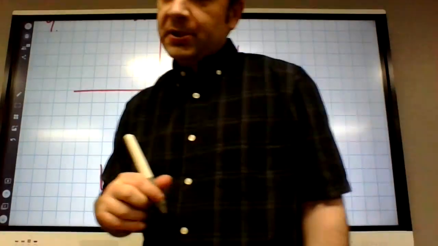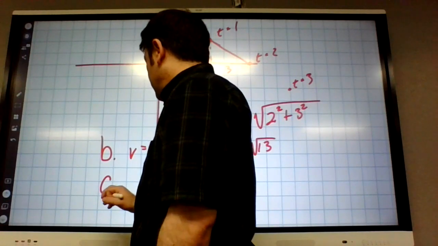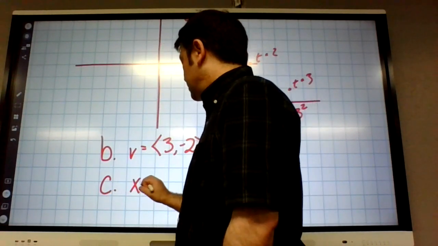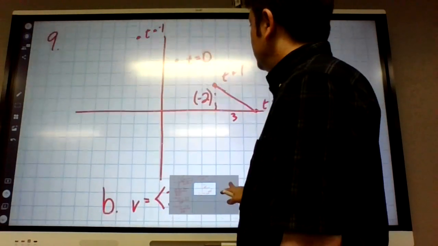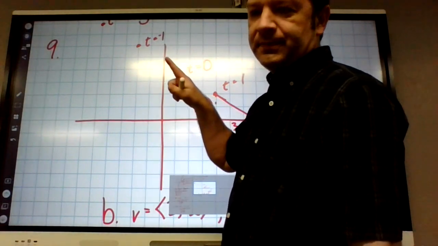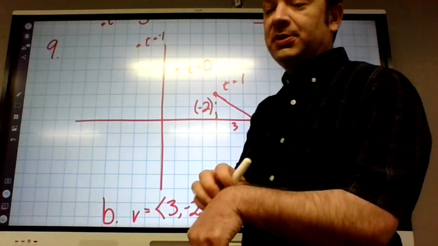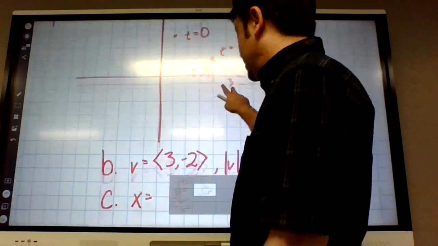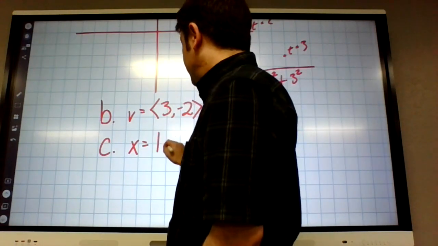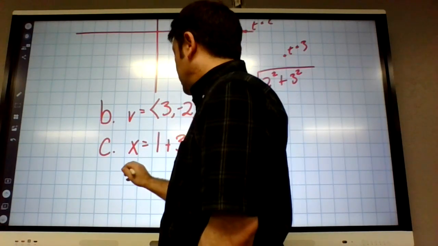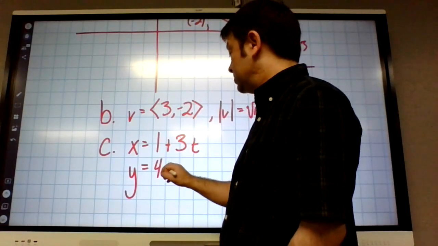Okay, what was the C question? Parametric equation. This is the easy part, right? That was just the x equals, y equals version, where it's separate. So if you look in the book at number 9, what's the x value going to be? 1 plus 3t. What's the y value going to be? 4 minus 2t.